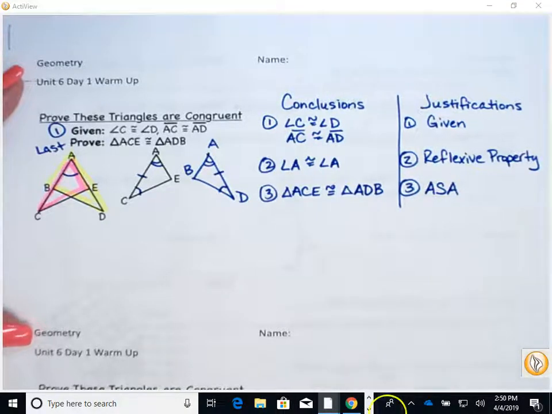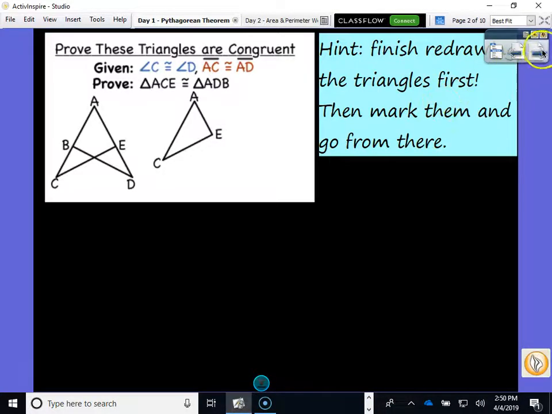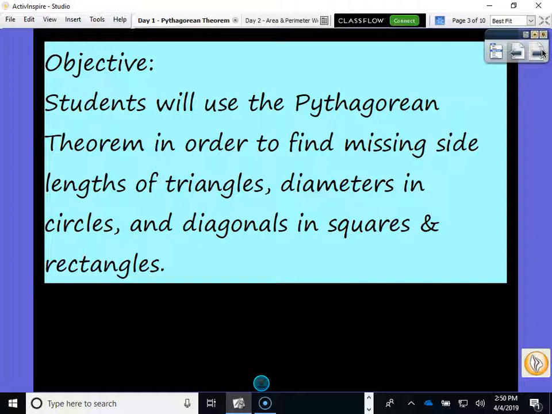Okay, for our notes today, we're going to be covering the Pythagorean Theorem. Oops, un momento. So our objective today is to use the Pythagorean Theorem in order to find missing side lengths of triangles, diameters in circles, and diagonals in squares and rectangles.